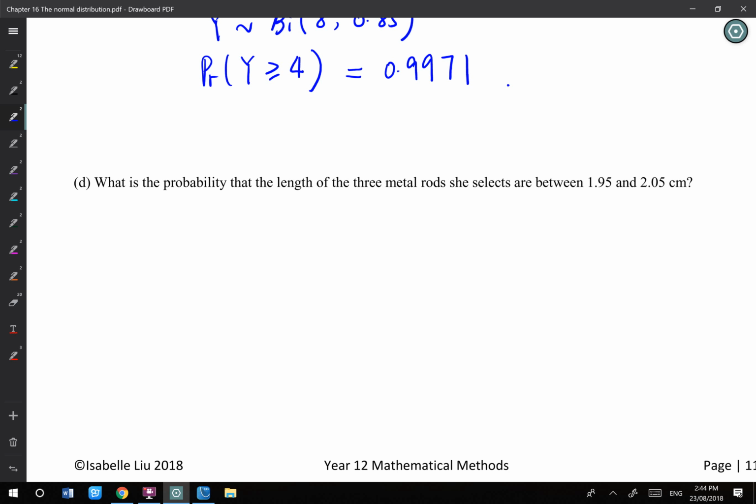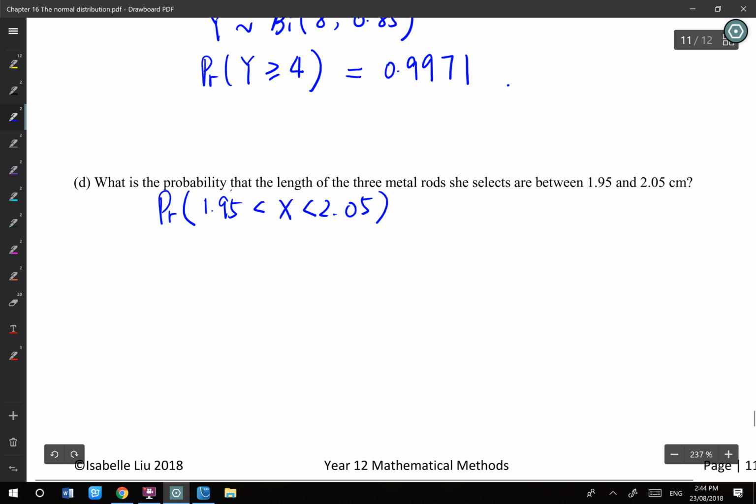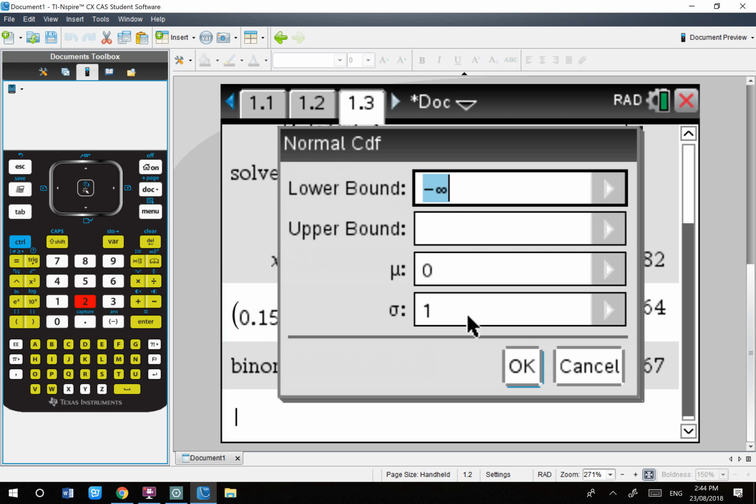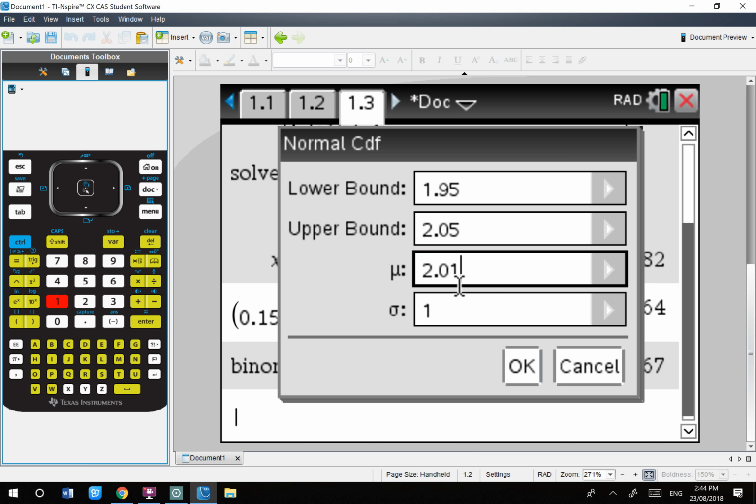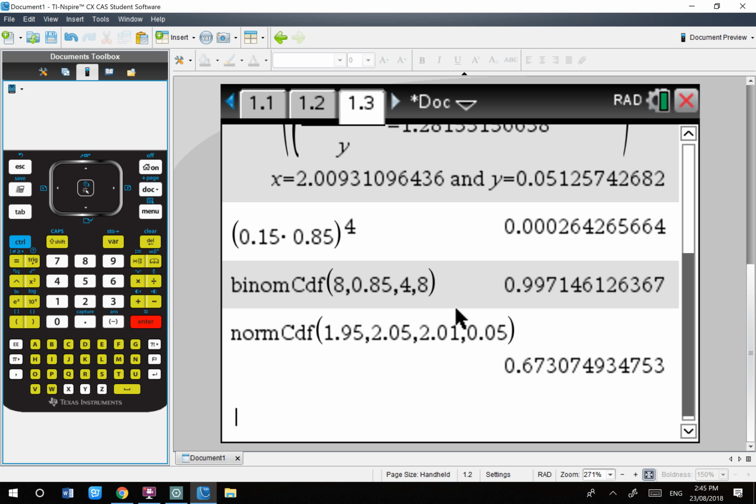For D, what's the probability that the length of the 3 metal rods she selected are between 1.95 and 2.05? Okay, the question changed, like the success rate changes now. So I need to first find the probability that your X is in between 1.95 and 2.05, and mu is 2.01. Let's just use the mu we have before from A. And then standard deviation is 0.05. That's the answer we get from part A. Okay, 1.95, 2.05, 2.01, and 0.05 for standard deviation. And we press enter. This rate is 0.6731.